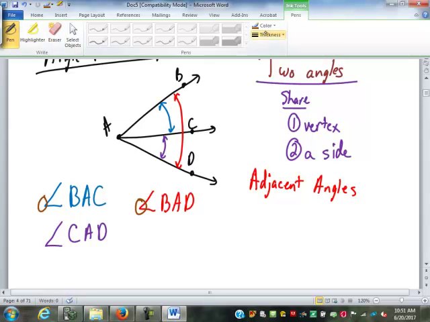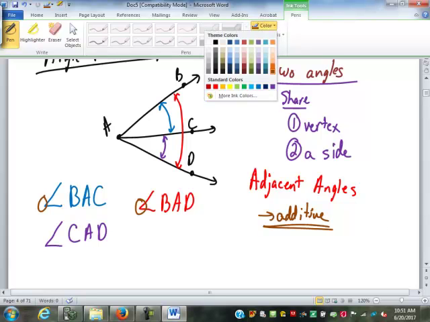Adjacent angles have some interesting properties. The biggest thing is that they are additive. Now remember, addition and subtraction work together. They're the same operation. So when I say additive, it implies they're subtractive too. Just subtractive isn't really a term. It's just additive. Additive implies both. Subtractive. Yeah, that one's hard. Say that one 4 times fast.